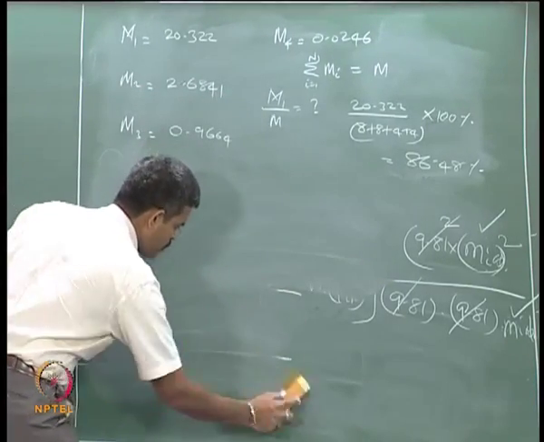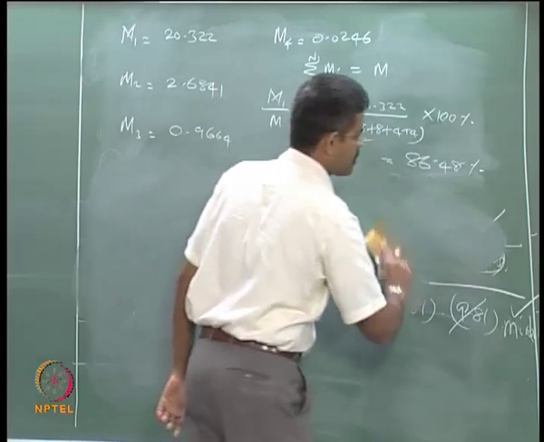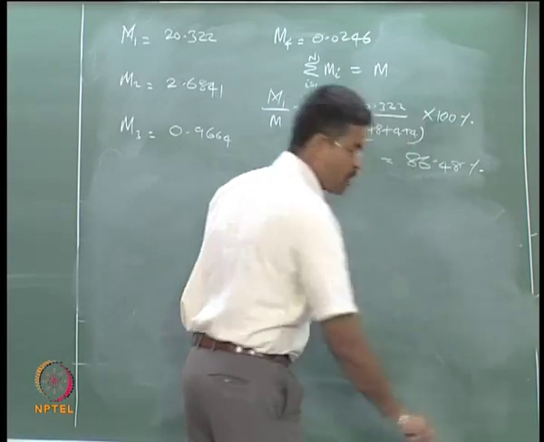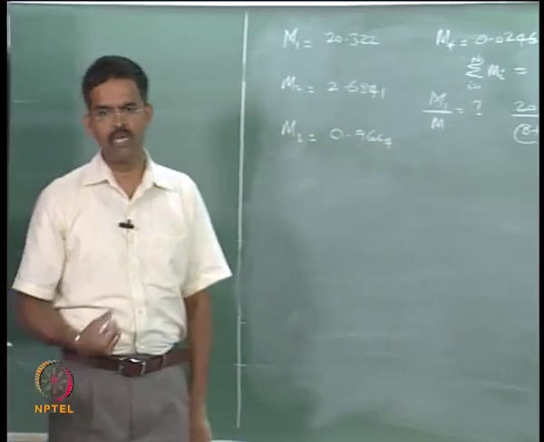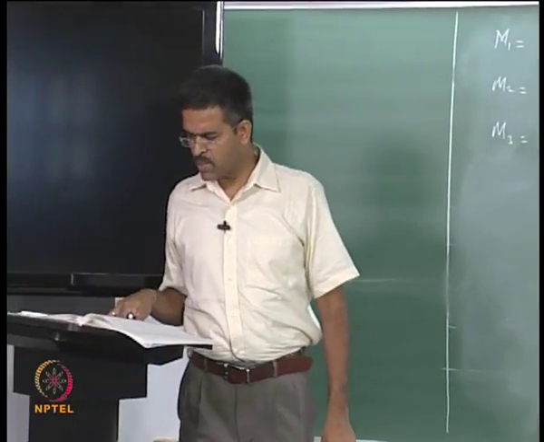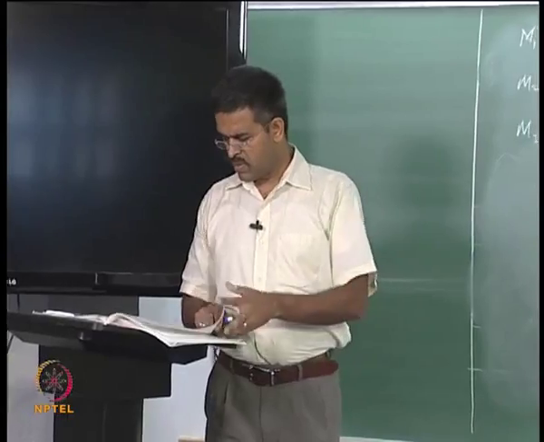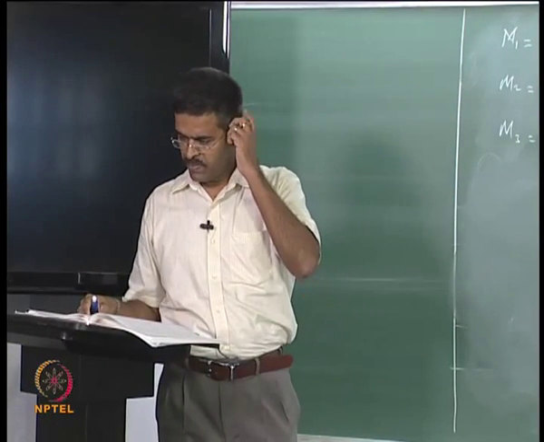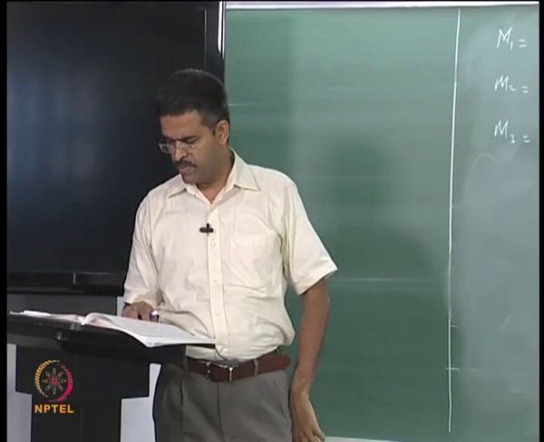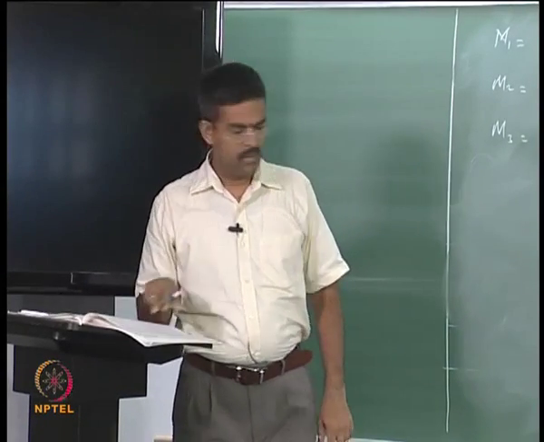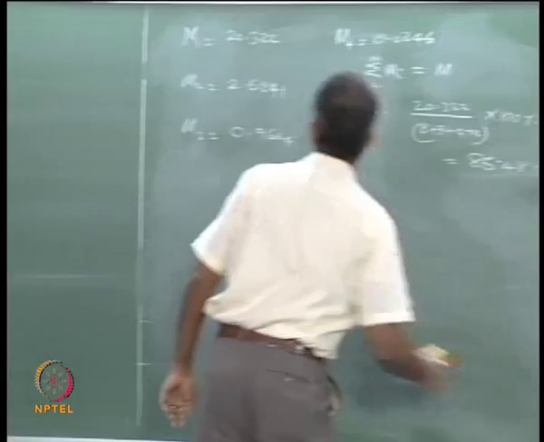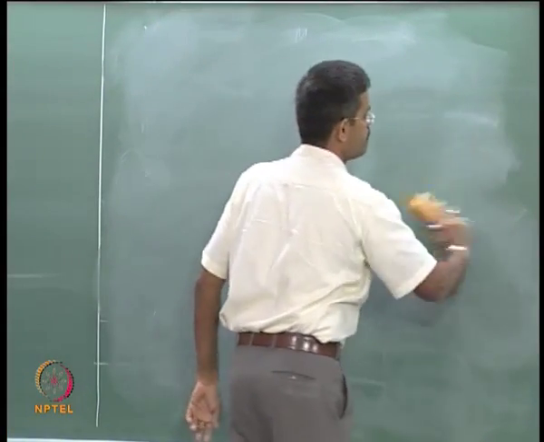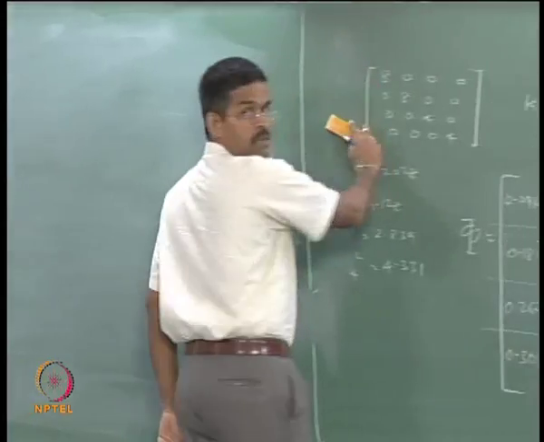So, this example demonstrates how to compute the modal participation factor and the modal mass that can contribute to my analysis. We will take up one more example, then we will talk about the modal combination rules in finding out the responses. I will remove this. So, we will do one more example quickly.